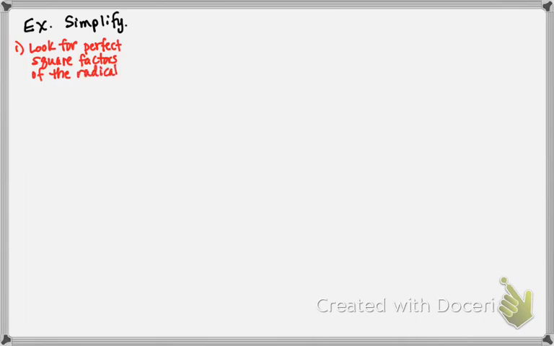Now, the smallest perfect square is 1, but that doesn't change the radical. It's supposed to be radicand. Sorry. So the first one you're going to look for, let me change colors so it'll stand out a little bit more.